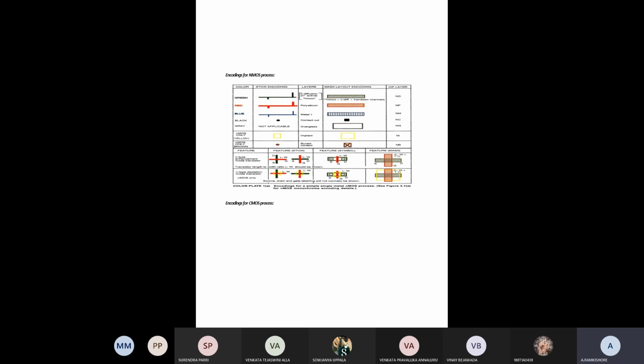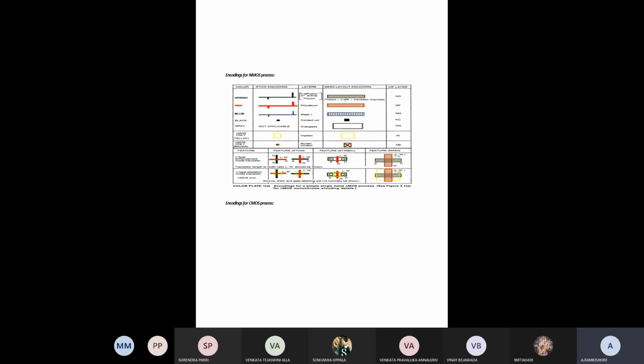So up to now we have seen four layers: N diffusion, polysilicon, metal one, and contact. N diffusion is represented with a green line, polysilicon with red color, metal one with blue color, and the contact with black color.